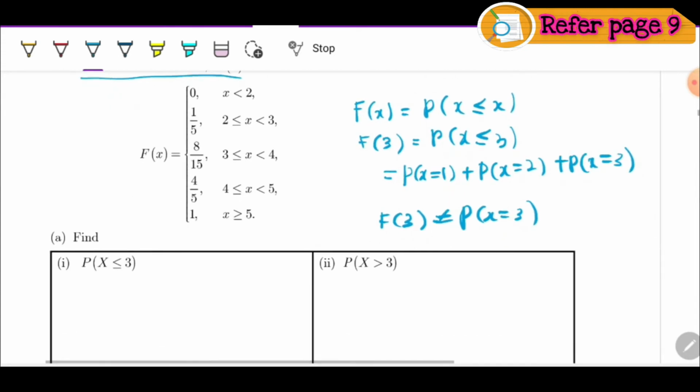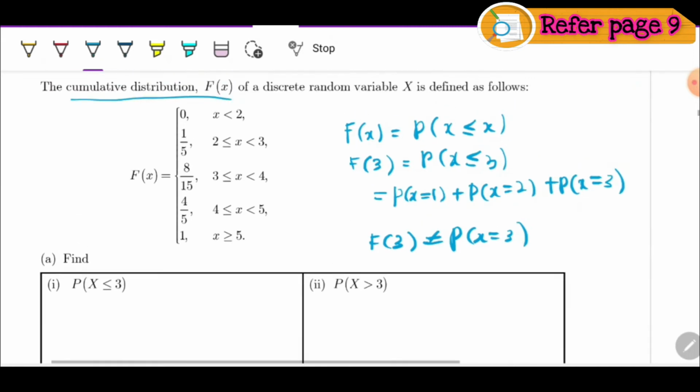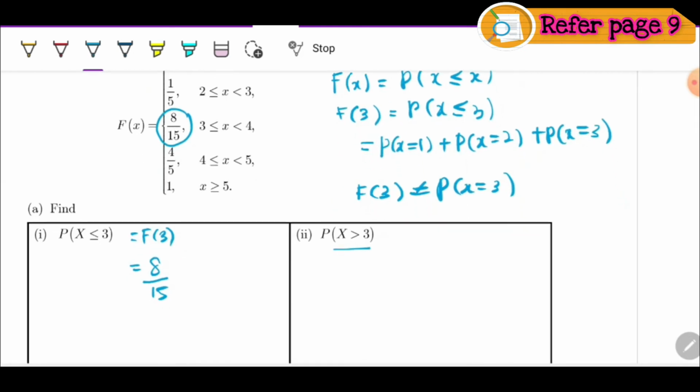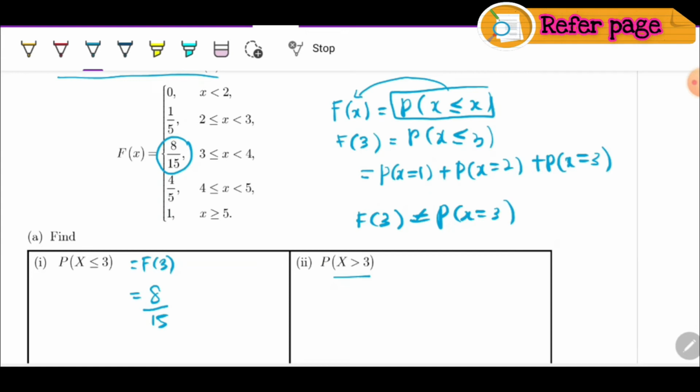Okay, so look at question number 1. Find the probability when x is less than or equal to 3. So less than or equal to 3, we can write it as F3. So simply we can take the value of F3 from the function, which is 8 over 15. Okay, question number 2. Find the probability when x is greater than 3. Remember, we can only use Fx or capital F when the sign is less than or equal to x.